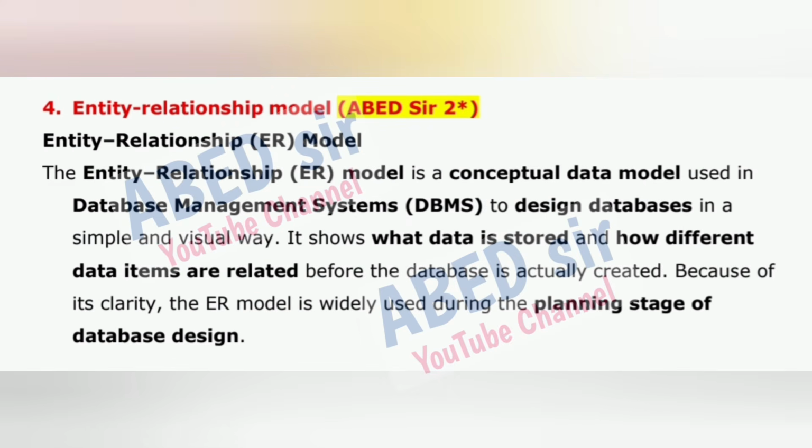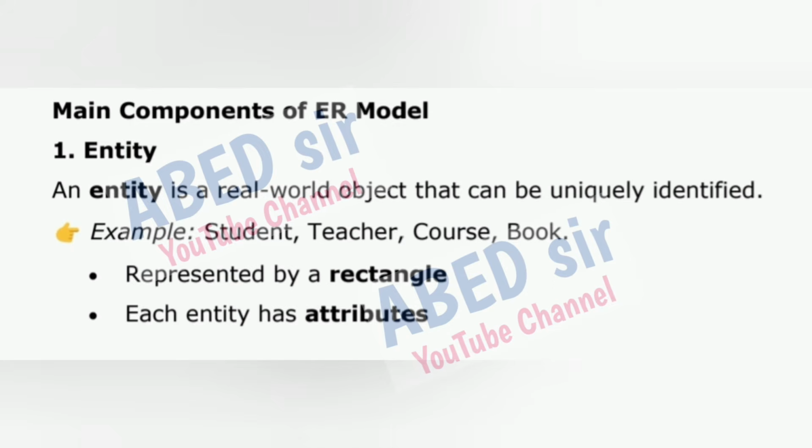Entity Relationship Model, the ER model. The Entity Relationship model is a conceptual data model used in database management systems, DBMS, to design databases in a simple and visual way. It shows what data is stored and how different data items are related before the database is actually created. Because of its clarity, the ER model is widely used during the planning stage of database design.